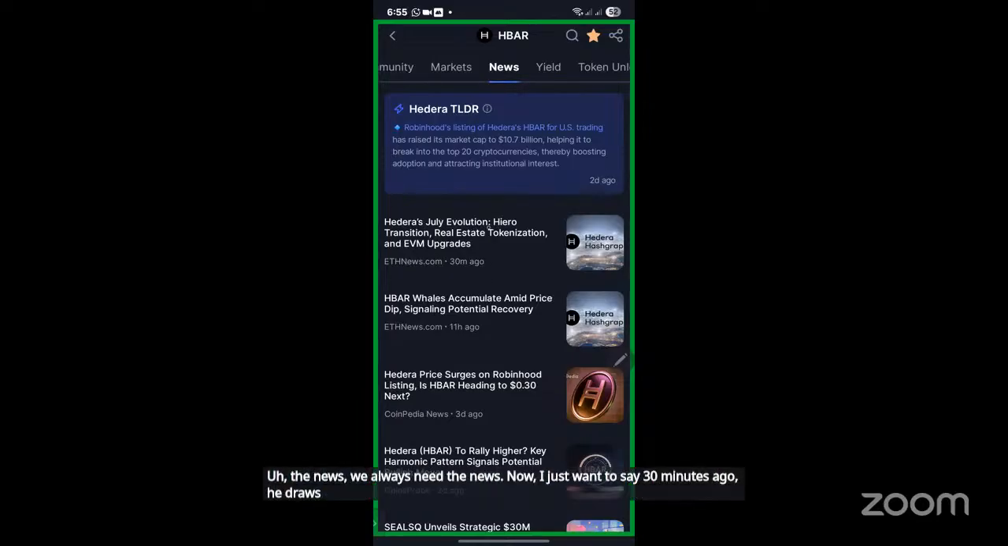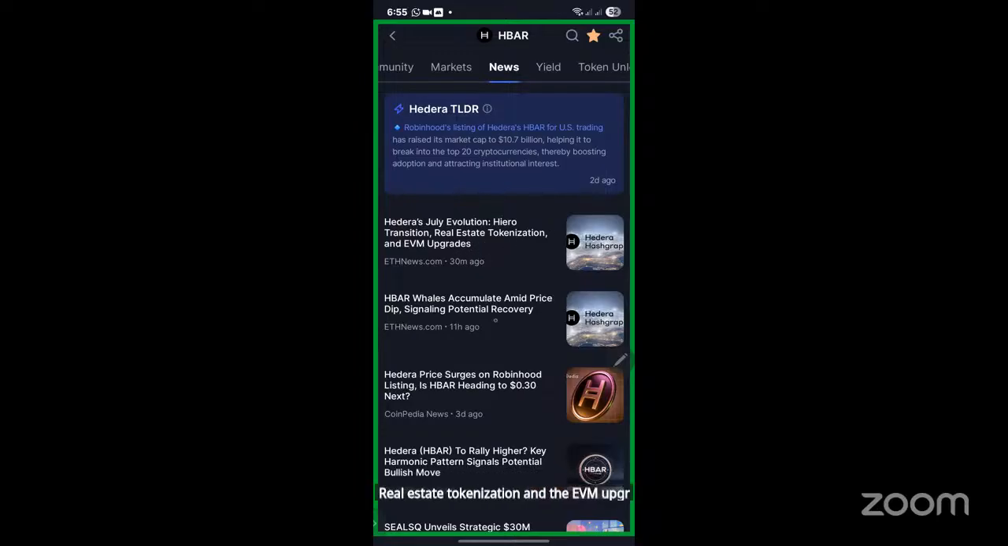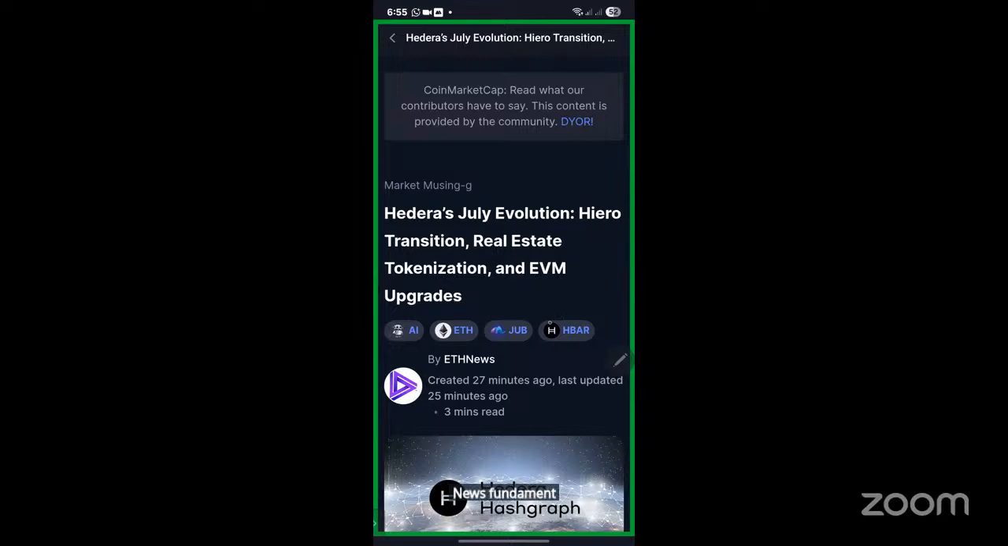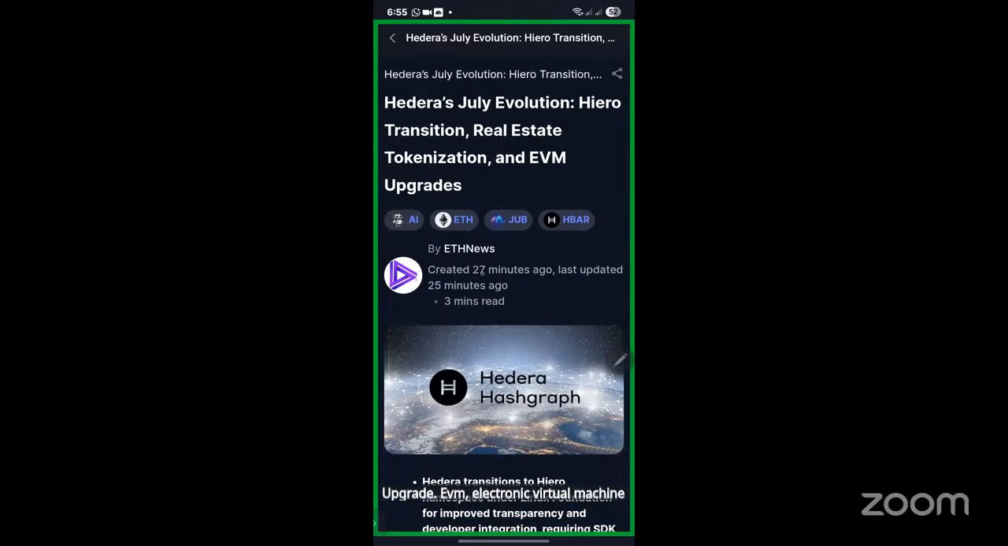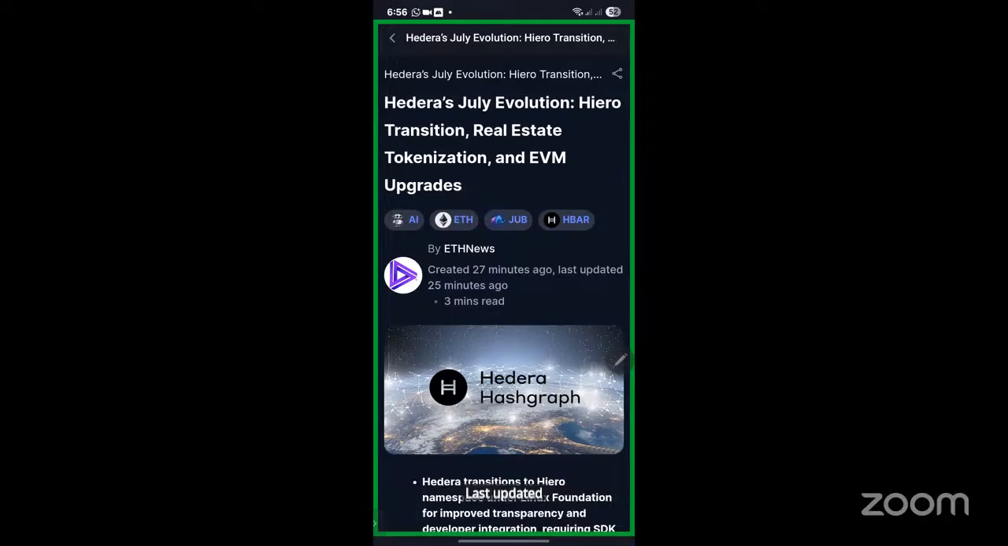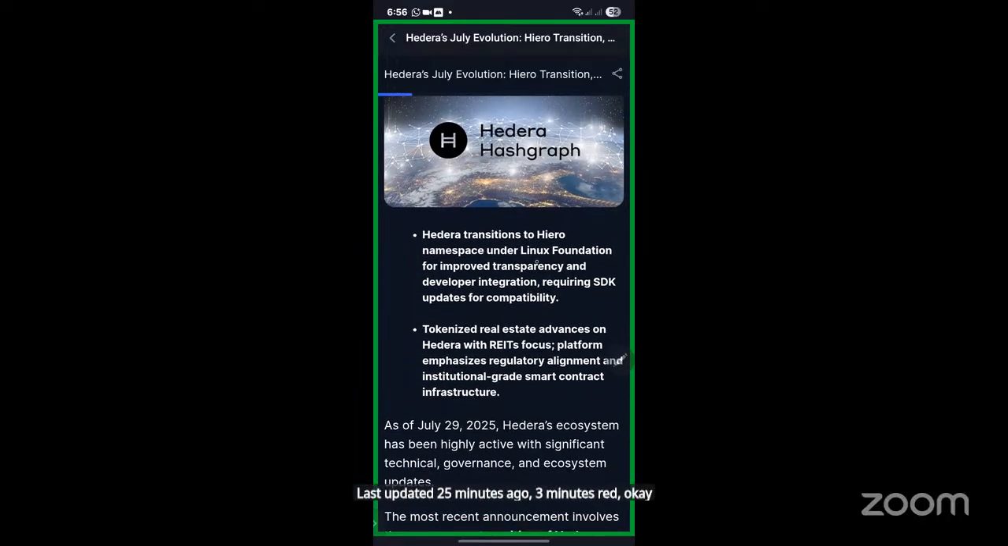Hedera's July evolution, Hashgraph transition, real estate tokenization, and the EVM upgrades. So you can tap here and see the news. EVM, Ethereum Virtual Machine, upgrades, by Ethereum News. Created 27 minutes ago, last updated 25 minutes ago, a 3 minute read. Okay, Hedera transitions to Hiero, namespace under the Linux Foundation.